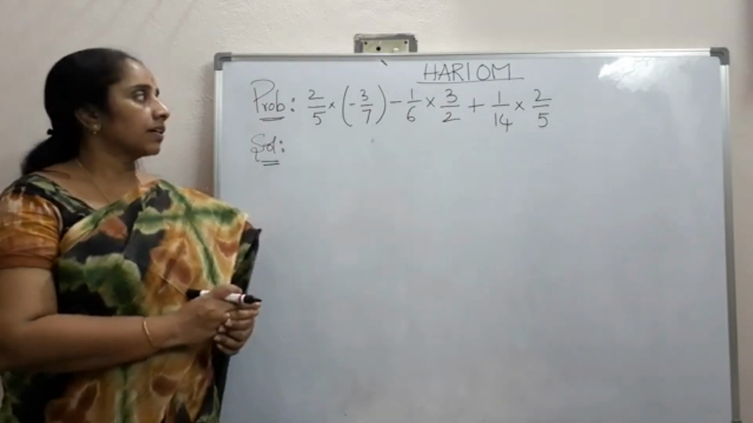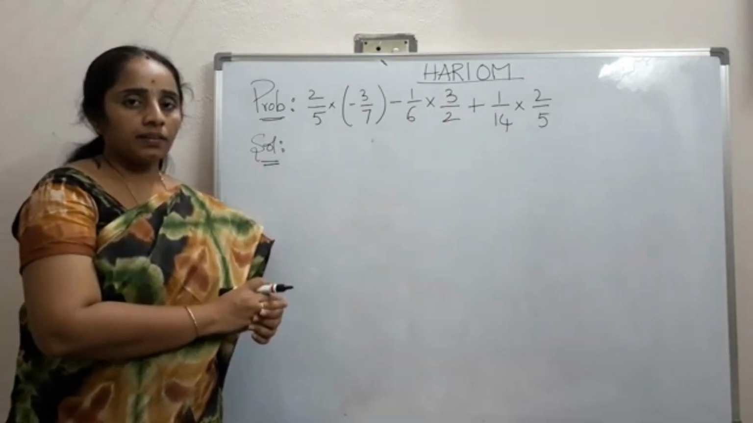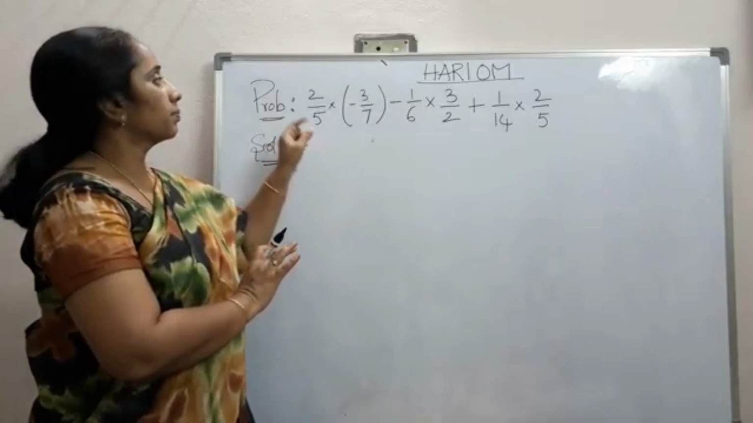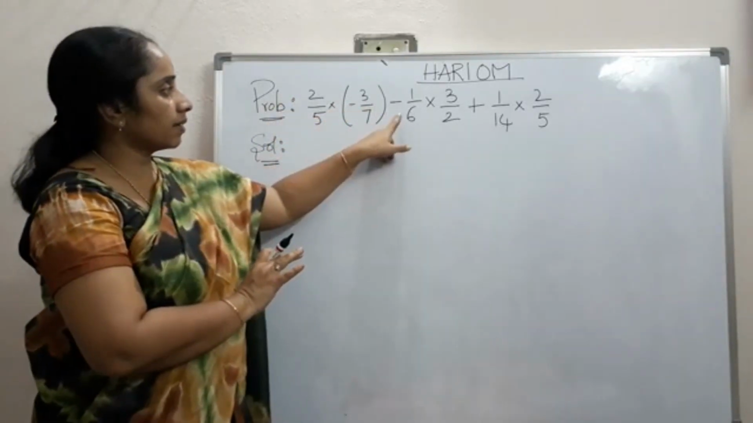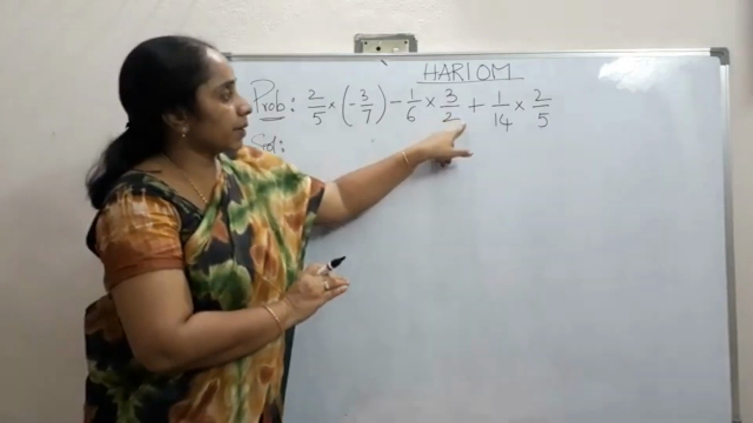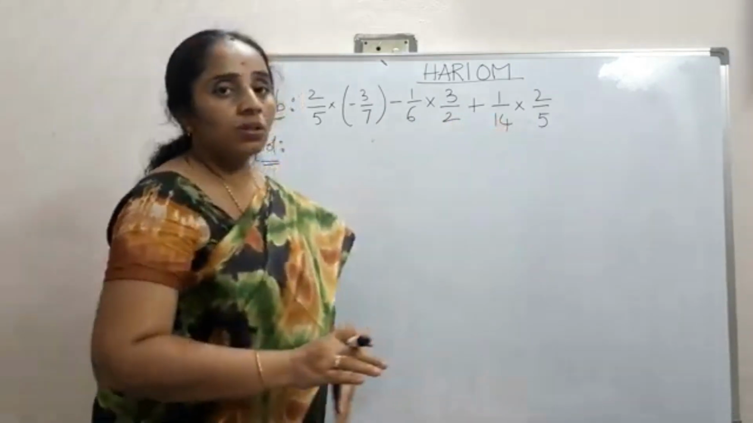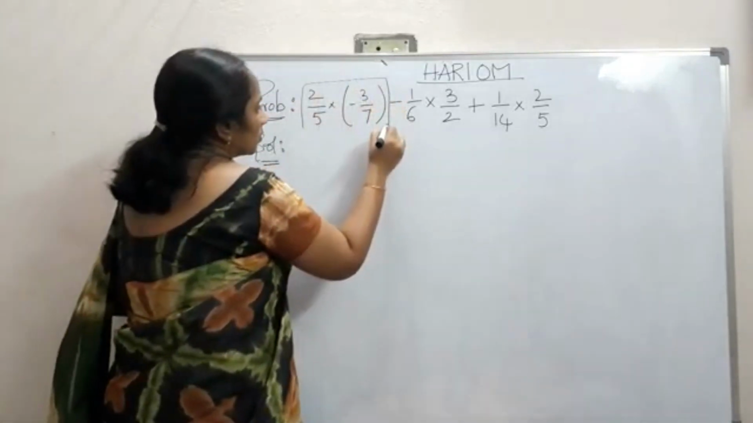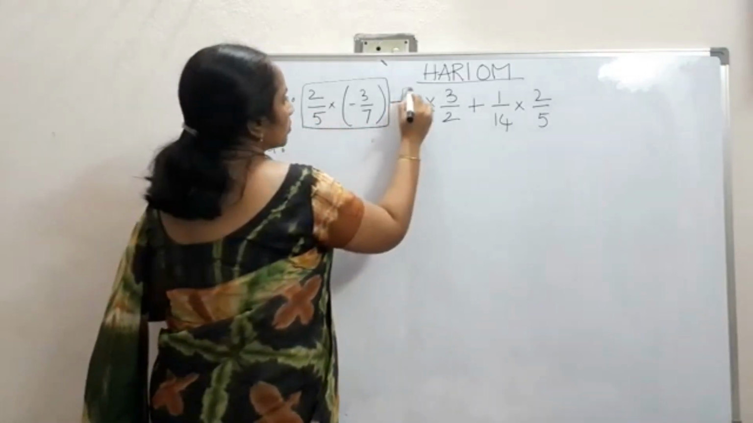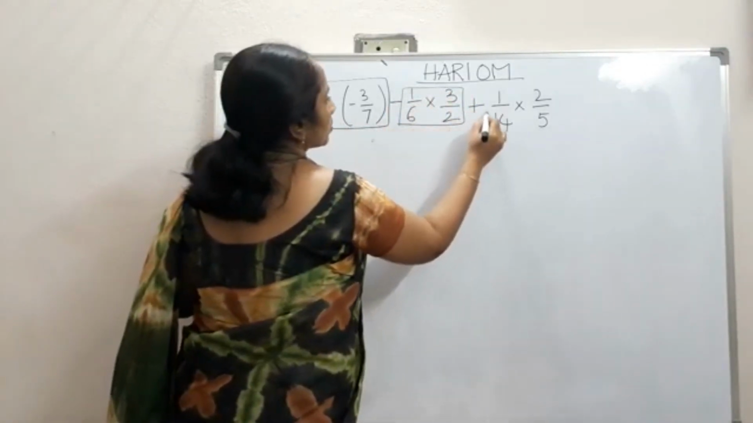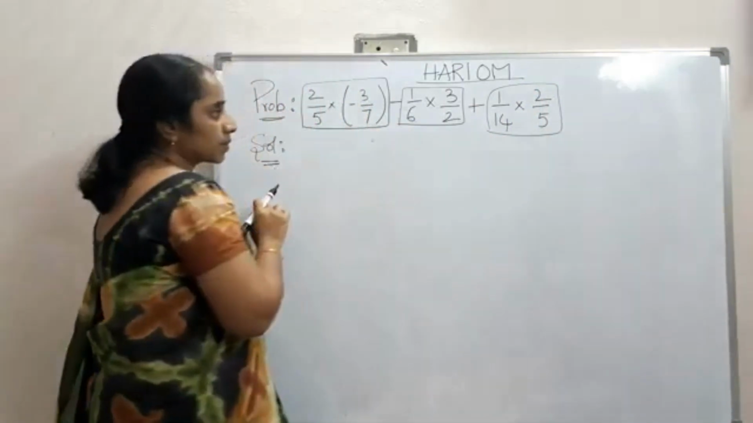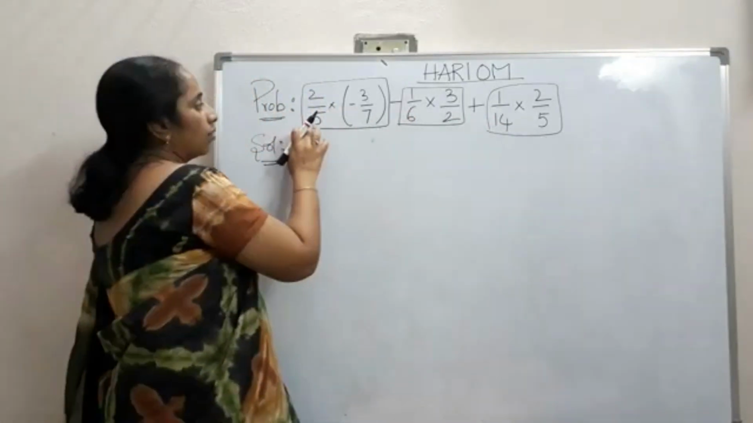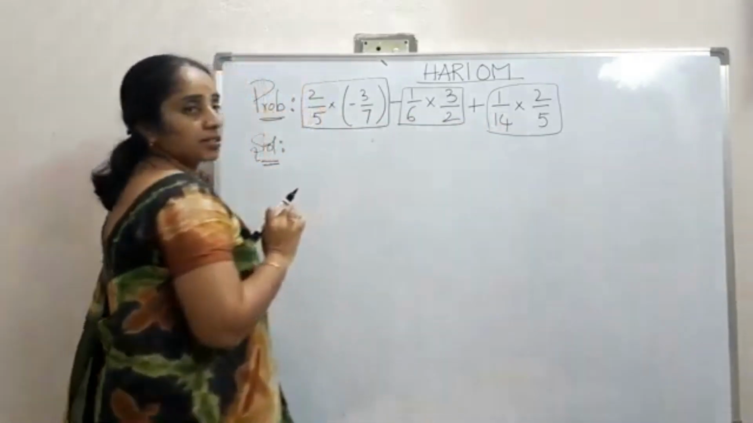One more problem. Here also same. By applying properties, we should simplify this problem: 2 by 5 into minus 3 by 7 minus 1 by 6 into 3 by 2 plus 1 by 14 into 2 by 5. In this problem, we have 3 terms. Observe in the first and in the third term, we have 2 by 5 as common.